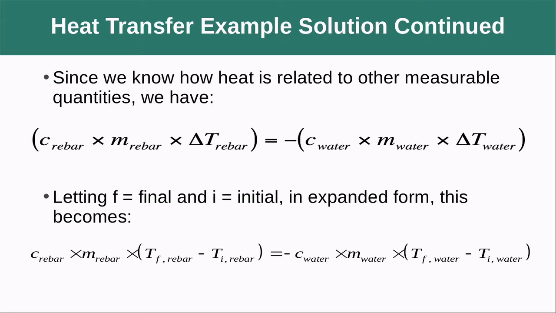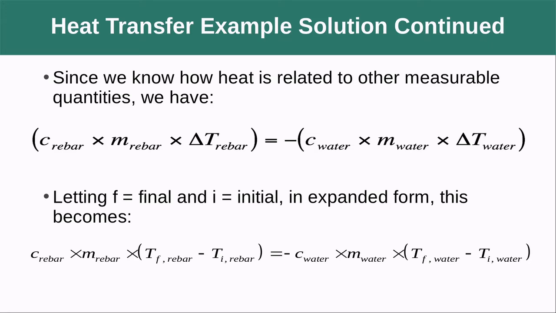The delta T of rebar is part of the question that we're asking. We knew its final temperature, but we don't know what the initial temperature was. Then we're going to have our C for water. This is going to be that 4.184 number that we were working with before. The mass of water was given to us, and the initial and final temperature of the water was also given in the problem.